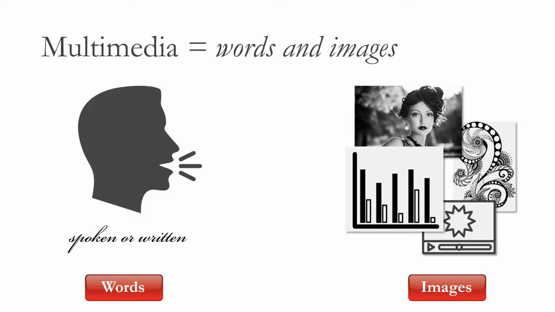Clark and Mayer use the term multimedia to refer to any representation that includes words and graphics. I use this definition as well. Words can be either spoken or written or both. Images are graphic representations, photos, charts, or animations.